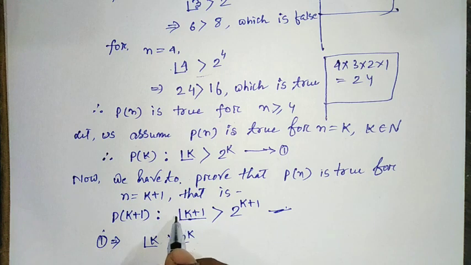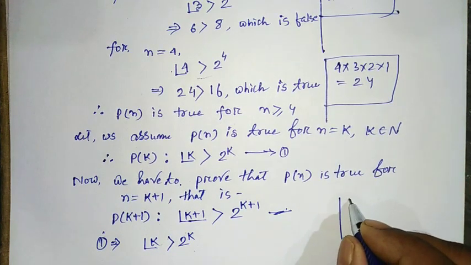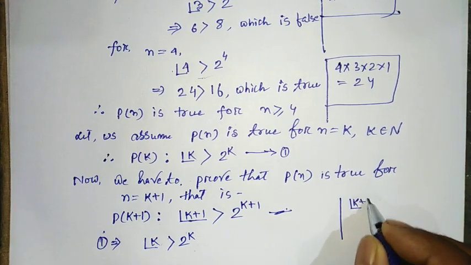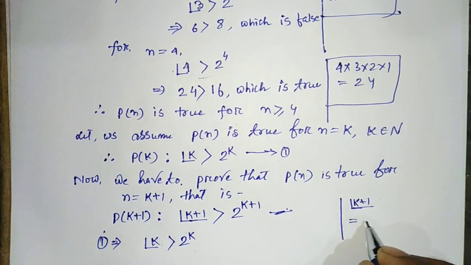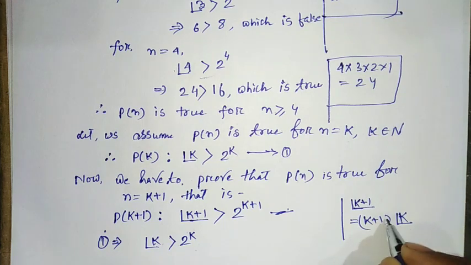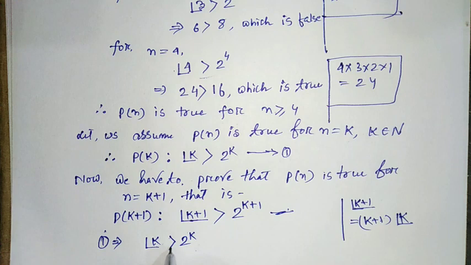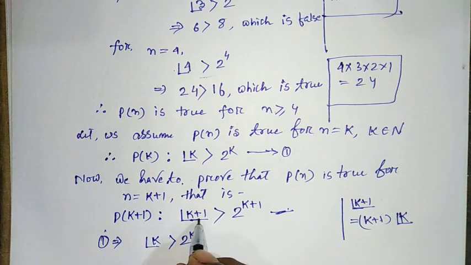So to make the left hand side k plus 1, what is factorial k plus 1? Factorial k plus 1 we can write as k plus 1 into factorial k, since 1 less than k plus 1 means factorial k, and the 1 minus 1 gets cancelled. So in the left hand side of this inequality, we need factorial k plus 1.